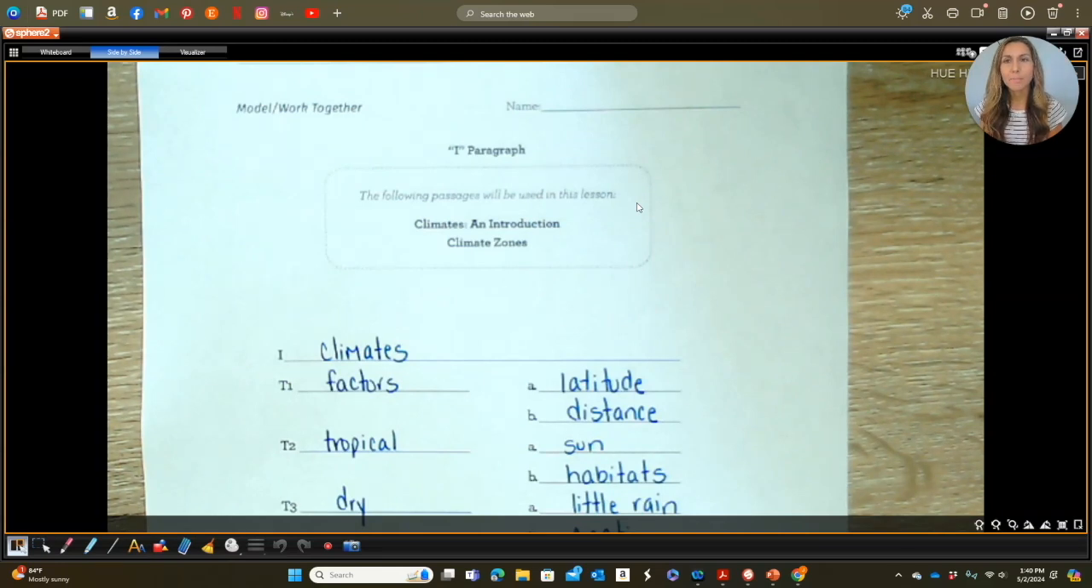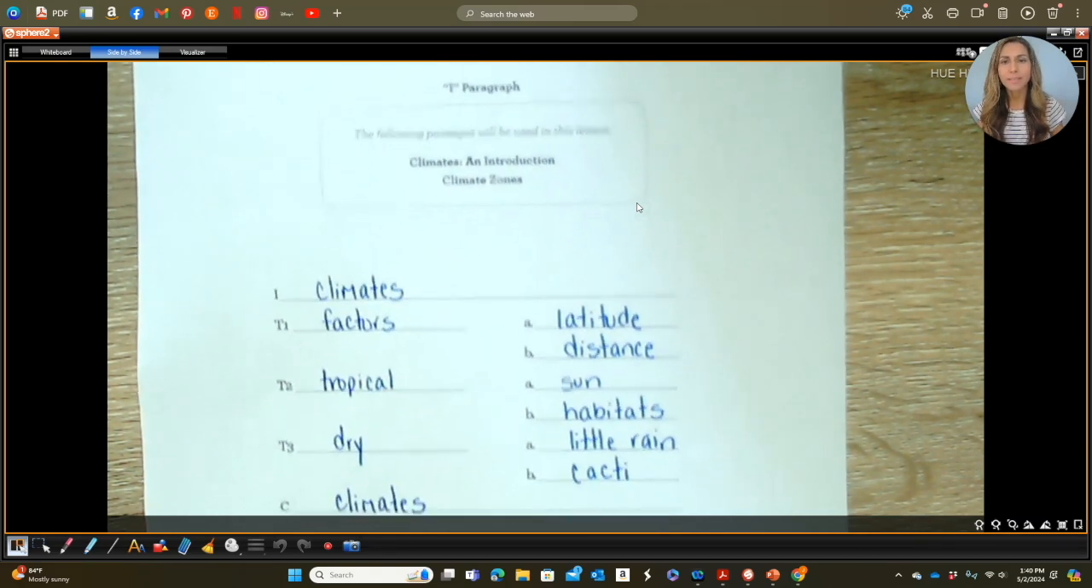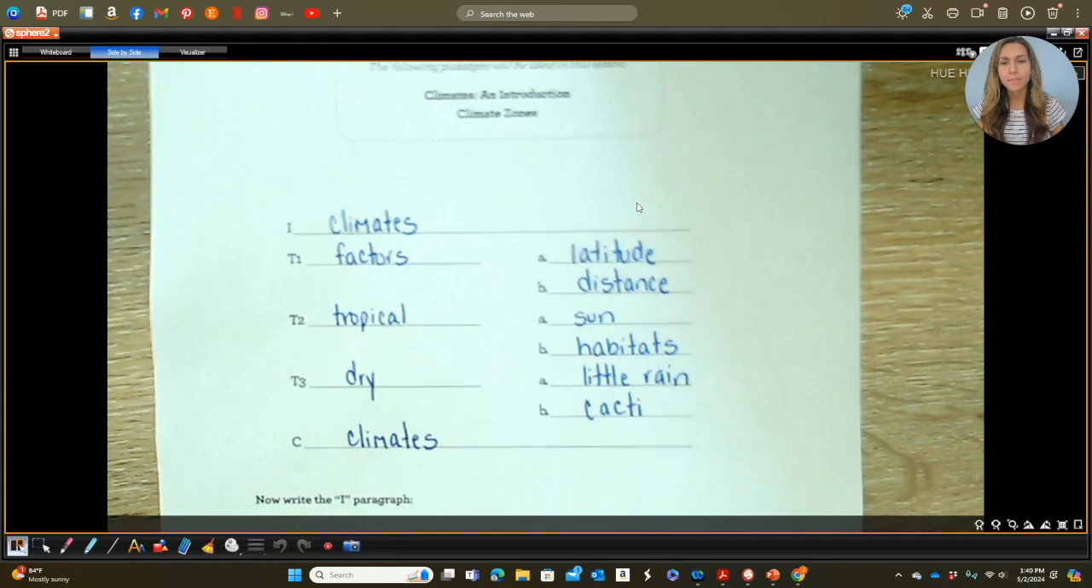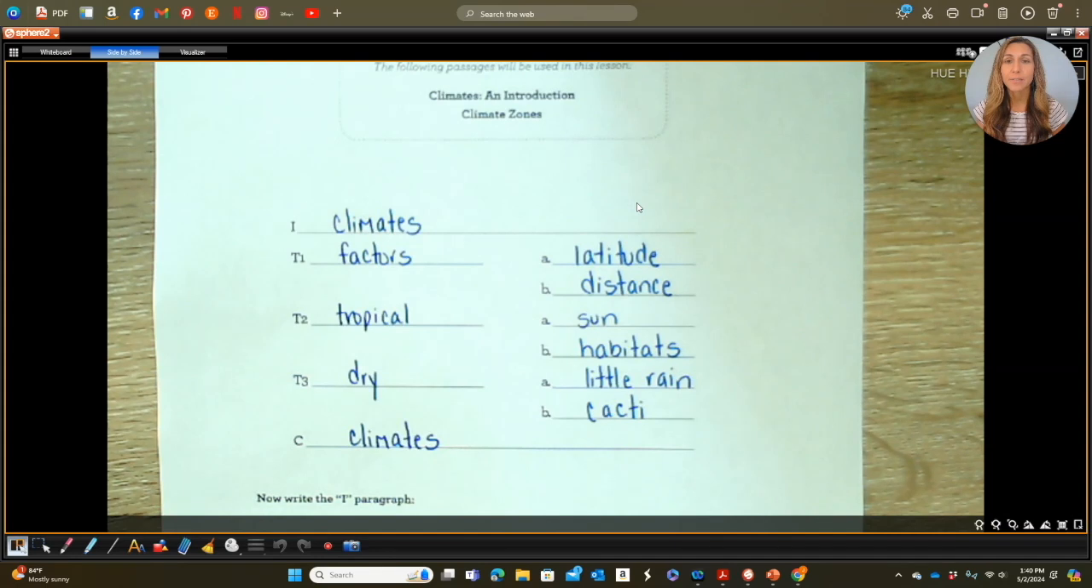Please take out the model work together activity that is all about climates. Now, we previously read this text set and planned for this prompt. This is the plan that we previously created together. If you have your climates plan in your writing notebook, you can get that out now. If you don't have your climates plan in your notebook, go ahead and copy down my plan onto your model work together sheet. If you need to pause this video to look for your materials or to copy down this plan, please feel free to do so.